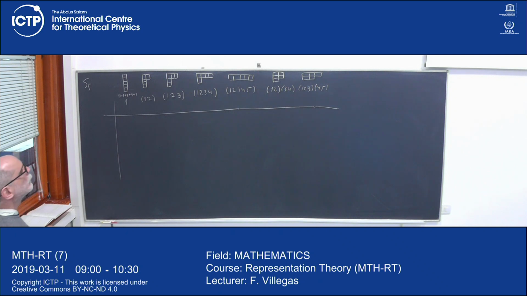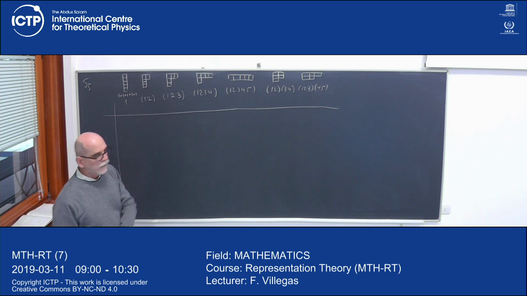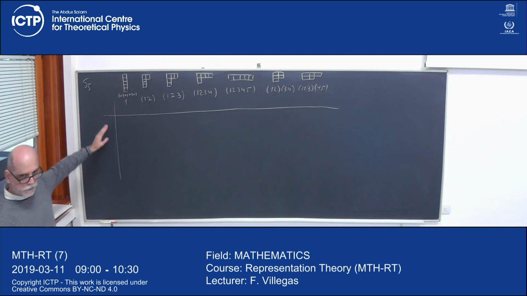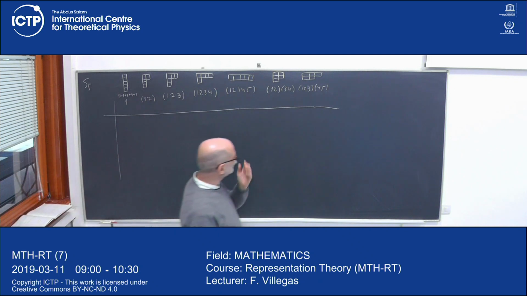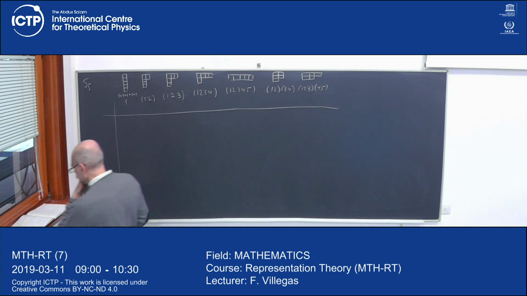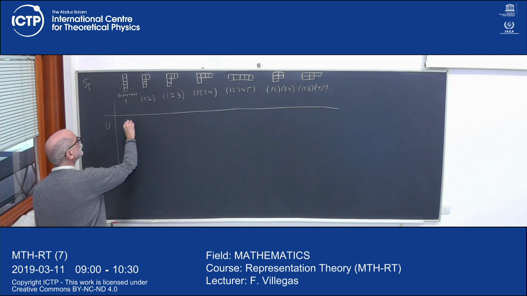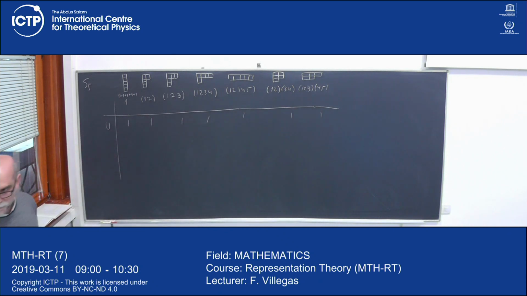So there's 7 partitions of 5, 7 conjugacy classes. So we should have 7 irreducible representations. We already proved that. And so tell me some of those representations. We should be able to write down a few. The trivial one, which I denote by 1, as we did before. What else?